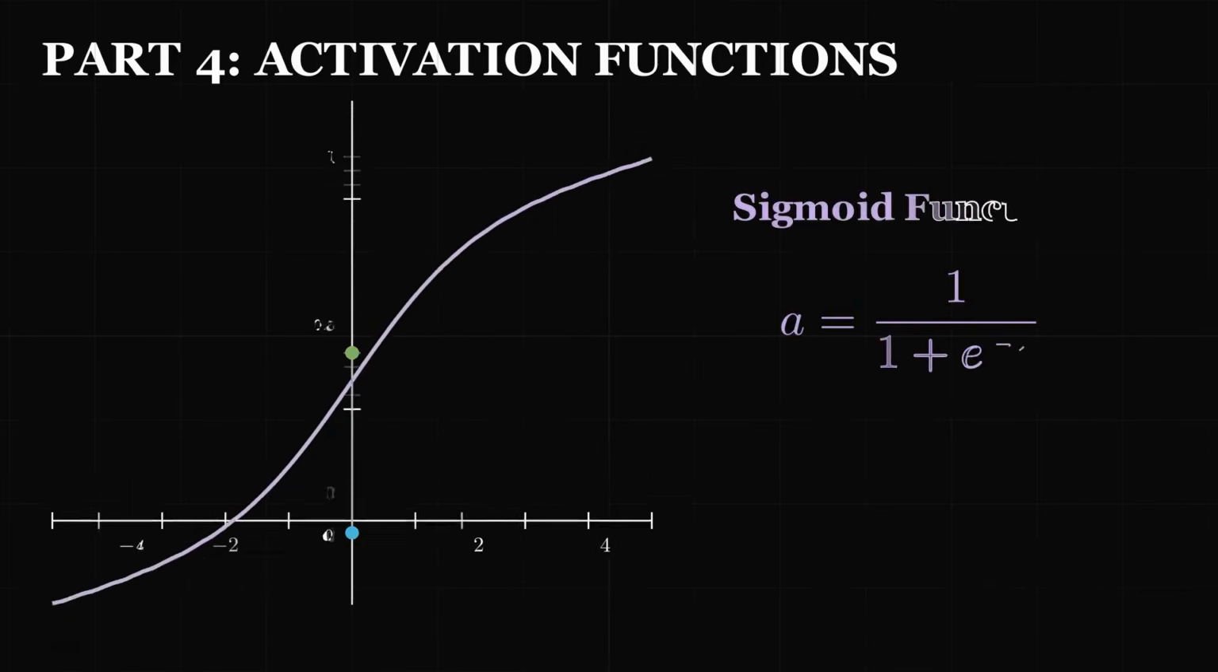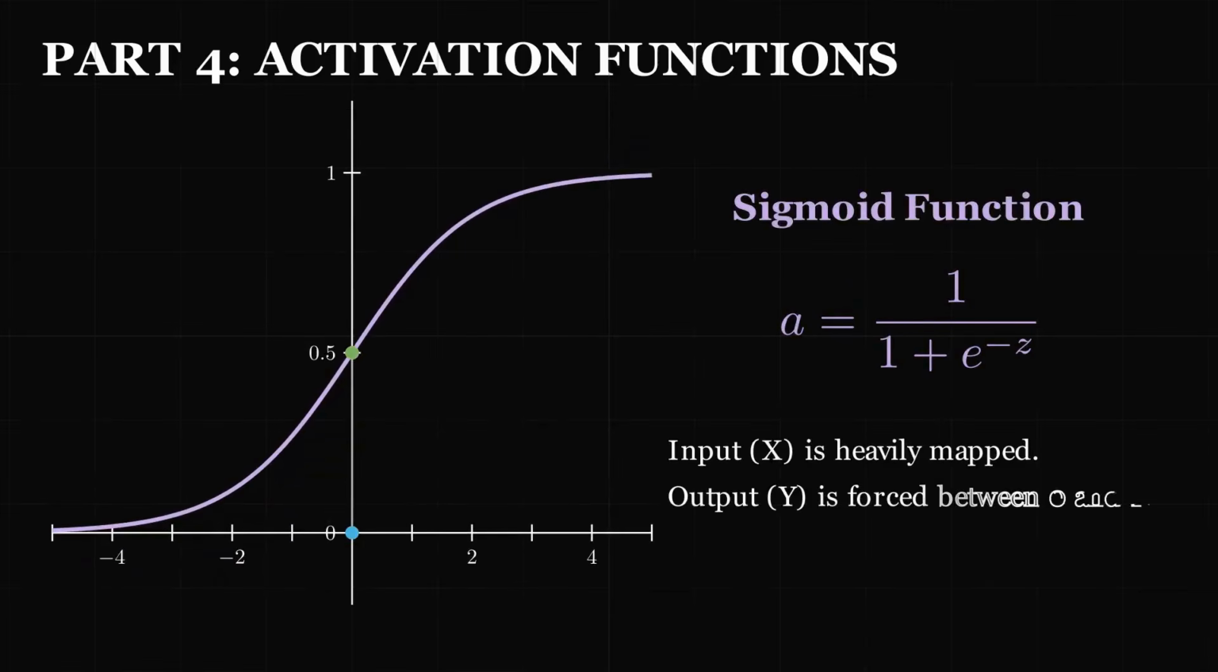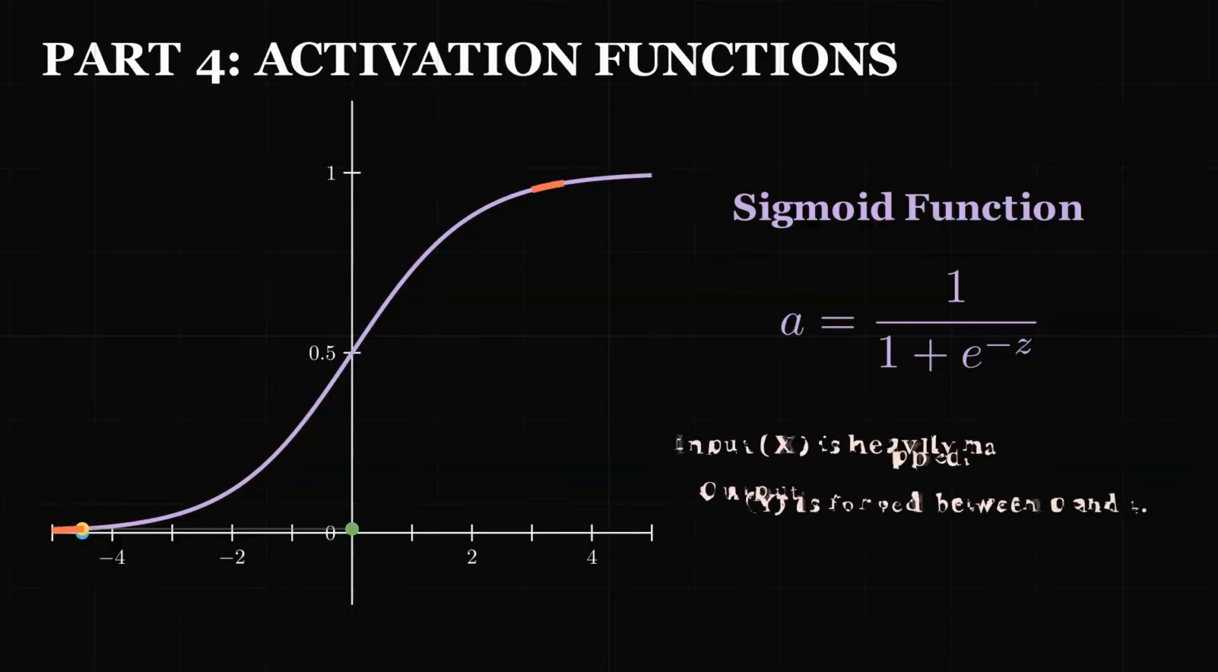Initially, we use the sigmoid function. This function mathematically transforms the raw output and forces it into the range of 0 to 1. If the value is greater than 0, the neuron is forced to activate. If it's less than 0, it's forced to deactivate. But let's look at its fatal flaw.